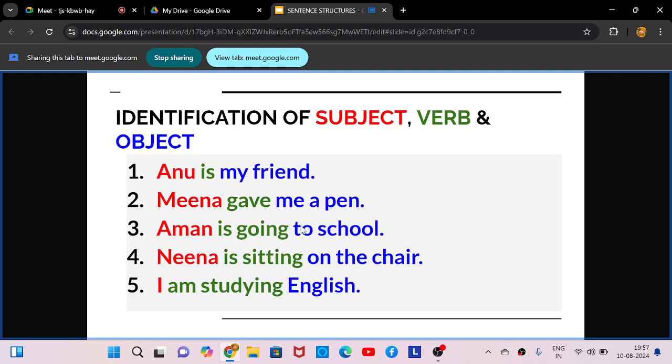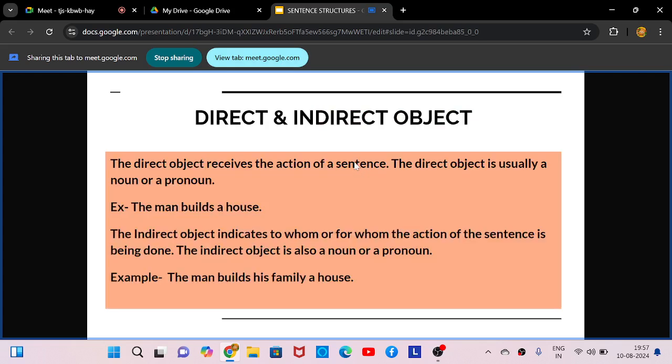Will every sentence have direct object? Yes. All the sentences will have direct object, but indirect object will not be there in all sentences. Only some sentences will have both direct and indirect objects, because in the rest of the examples you can see there is only one object in a sentence. If only one object comes in a sentence, it will definitely be a direct object. Whereas if there are two objects in a sentence, one will be direct and the other will be indirect.